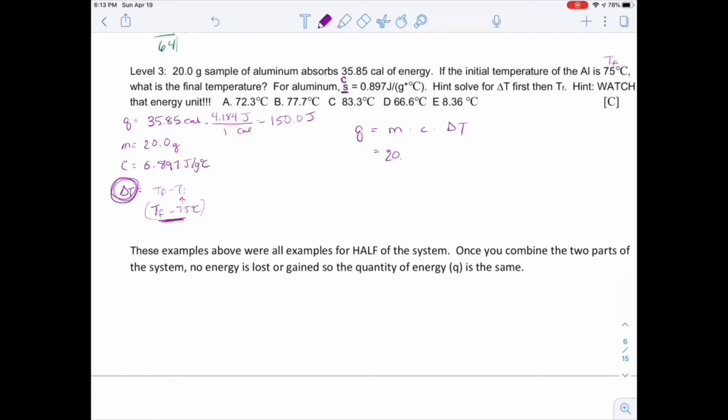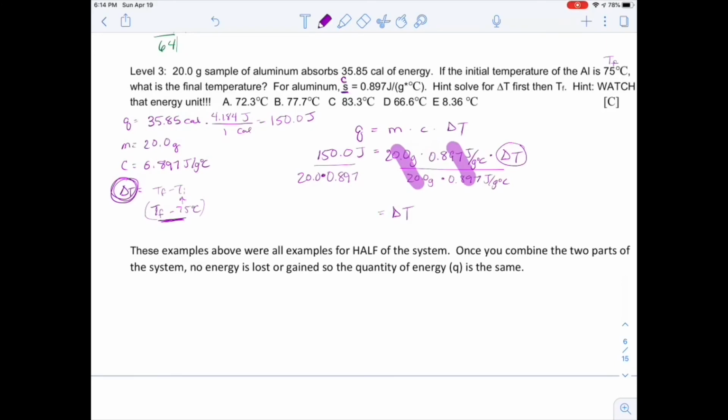Now I'm just going to plug it in the equation. We have 20.0 grams times, notice this is the specific heat of aluminum, 0.897 joules per gram degrees Celsius times your temperature change, which we don't know, but we're going to call the whole thing what we're solving for. And I know that I have 150.0 joules. So I'm dividing both sides so that my delta T is by itself, by 20.0 grams and 0.897 joules per gram degrees Celsius. Gonna cancel out what's the same.